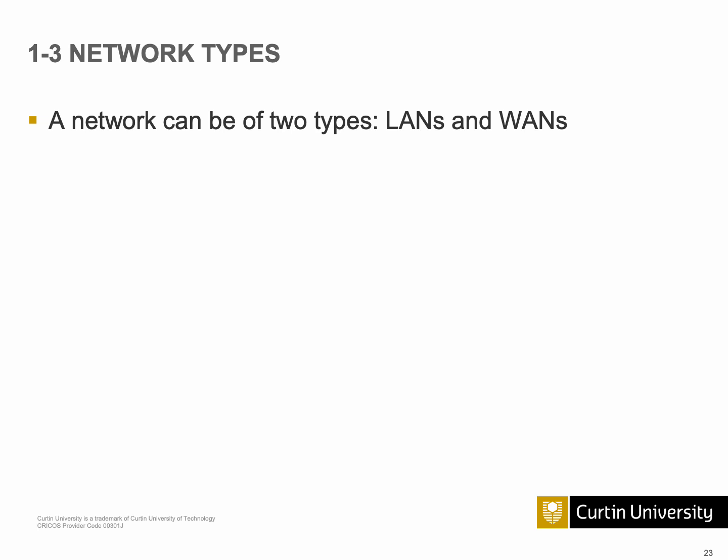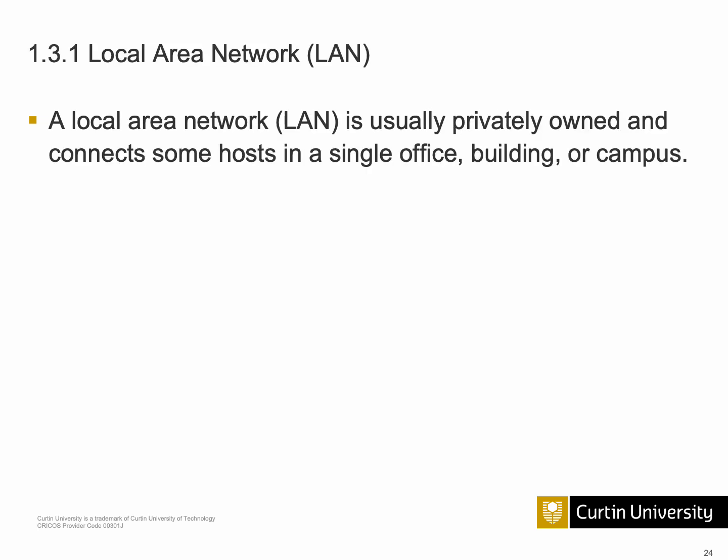Now we'll look at different network types. We have 2 types to discuss: local area network and wide area network. A local area network is usually privately owned, and it can be used to connect some hosts in a single office, building or a campus. Each host in a LAN has an address that uniquely defines the host in the LAN.